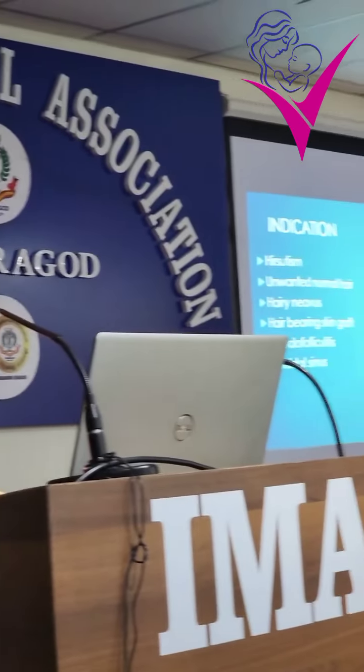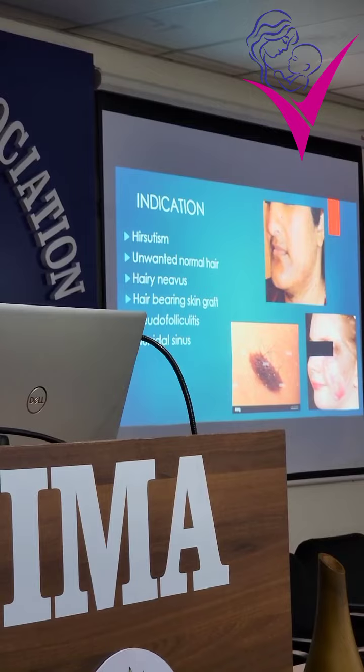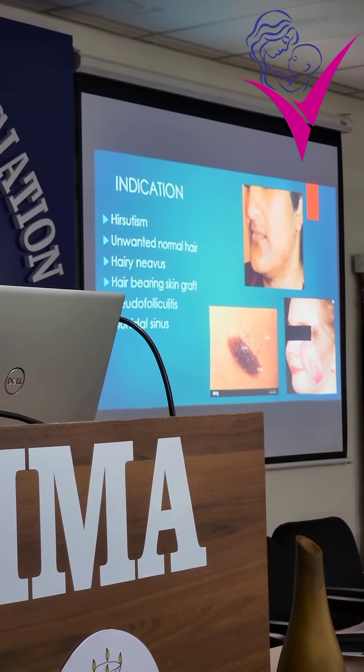Now for the indications for hair removal, we can always remove unwanted normal hair with laser hair reduction. And then there is hirsutism, which is abnormal or male pattern terminal hair in females, most commonly seen with PCOD. Of course, we have to combine it with our medical management. And then hairy nevus. Some nevi can have hair over them, so they can look unsightly. We can also remove the hair on the nevus with this technology.